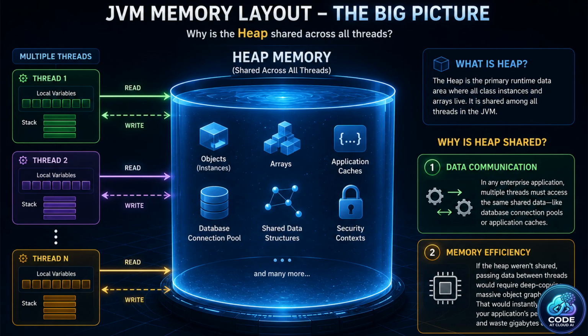Why is the heap shared across all threads? The heap is the primary runtime data area where all class instances and arrays are allocated. By sharing it globally, the JVM enables efficient data communication. Multiple threads can read and write to the same shared resources, like database connection pools or caches, without needing to create expensive deep copies of objects across thread boundaries, saving massive amounts of RAM.